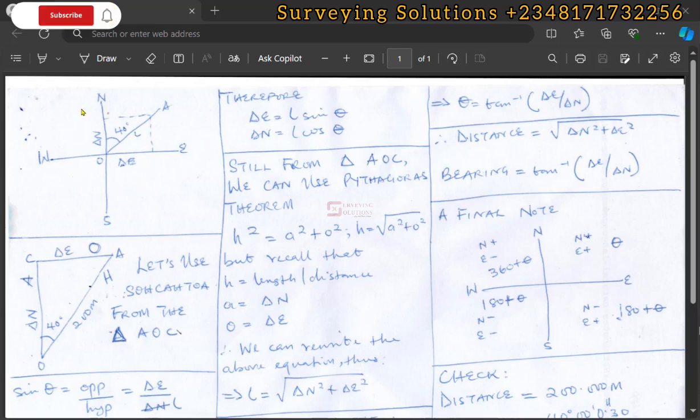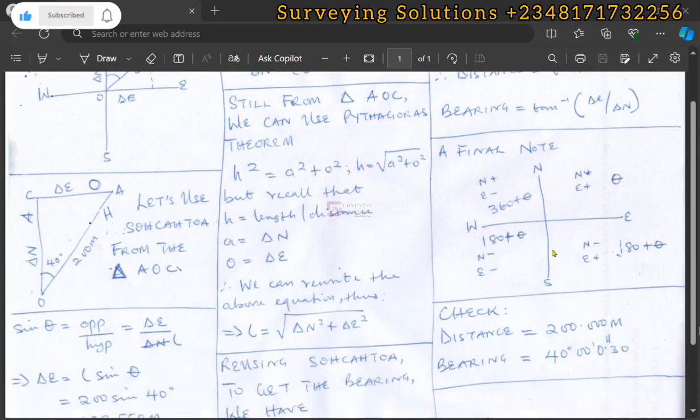Good. And we also let you understand that when you have a bearing using your tan inverse of easting over northing, that's not the end. You need to subject it to these signs, right? Good. To know which quadrant it falls in and to know what further addition or operation to perform on that value before you get the bearing of that line.